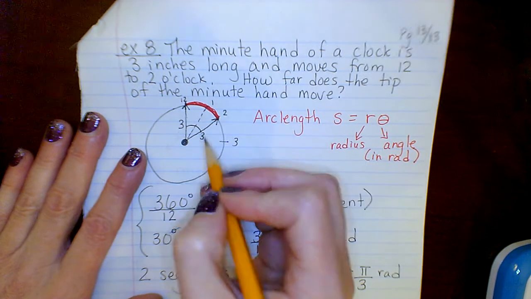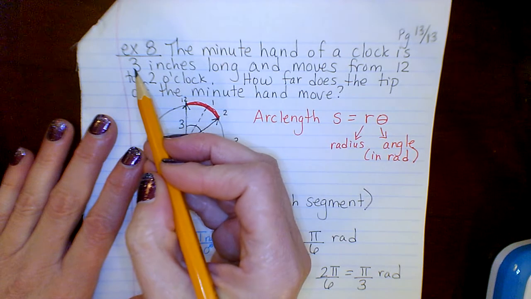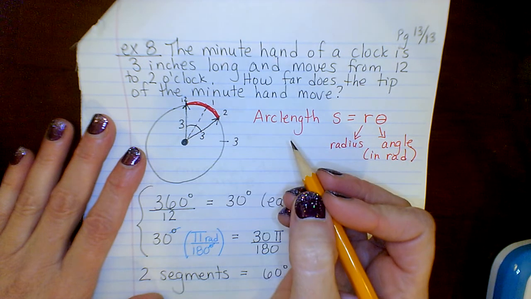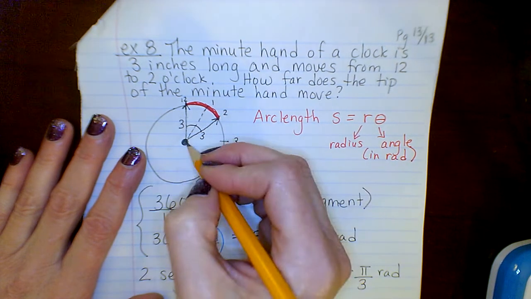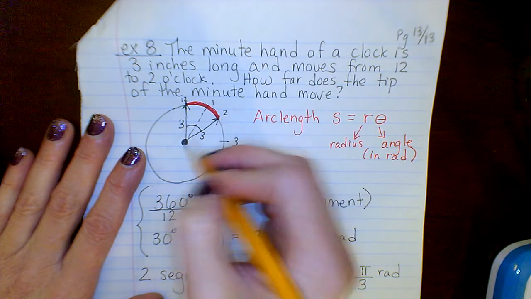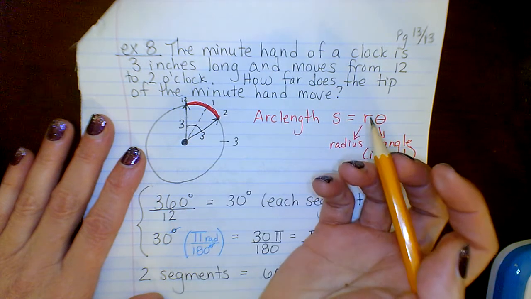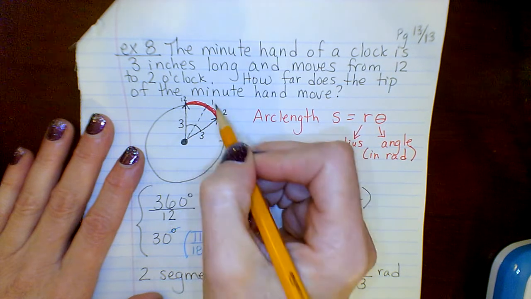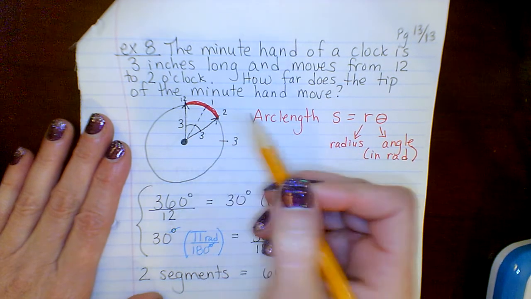Now you'll see I've got little 3s right here. That's because the minute hand is 3 inches long. So you can think of that as the radius, because the minute hand doesn't change size as it moves from 12 to 2. It's still 3 inches long. This one right here is just because of the clock, right? 12, 1, 2, 3, that kind of thing. That's the only reason that one's there.